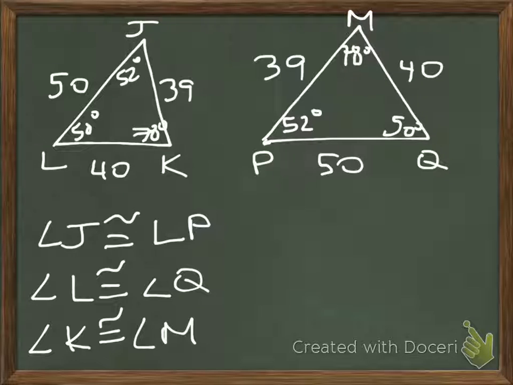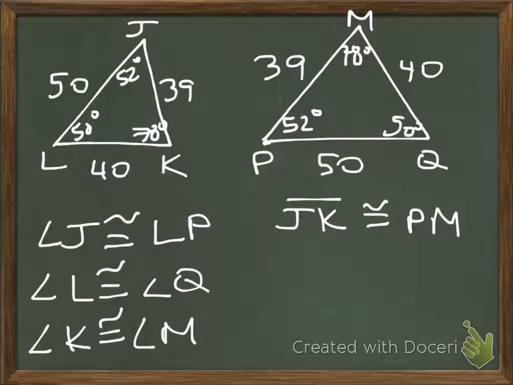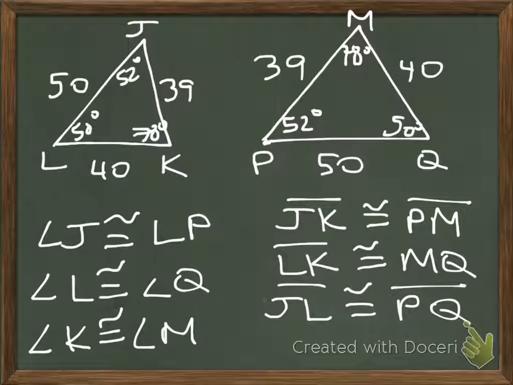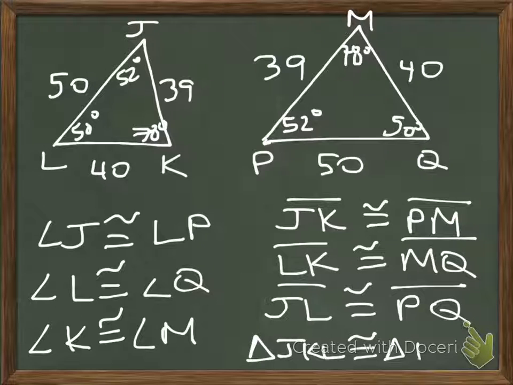Since there's 3 angles, we're going to have 3 sets of angles that are congruent, and also 3 sets of sides. So then we go to sides. JK is going to be congruent to PM. LK is going to be congruent to MQ, and JL is going to be congruent to PQ. Notice I'm not looking at where their positioning is, I'm looking at just how they're labeled. And then our congruent statement, since all the corresponding parts are congruent, I'm going to draw a triangle. Triangle JKL is congruent to triangle PMQ.